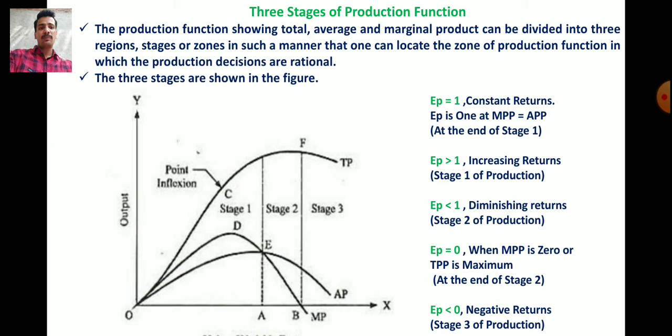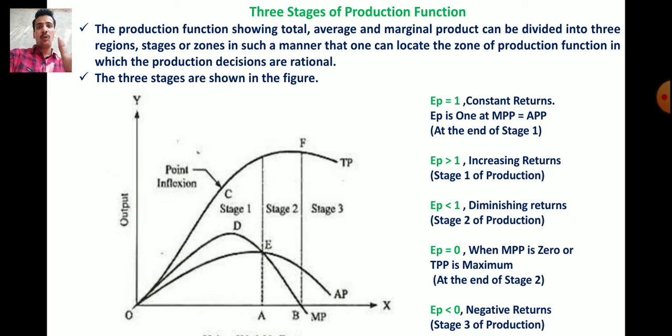If you see TP, total production is maximum in stage 2, meaning in stage 2 EP is equal to 0. In stage 1, EP is equal to 1 or EP is greater than 1. Now in stage 3, EP is negative because marginal product goes negative and average product and total product go on decreasing. That's why in stage 3, EP is less than 0 or EP is negative. Now we will discuss all the three stages one by one.